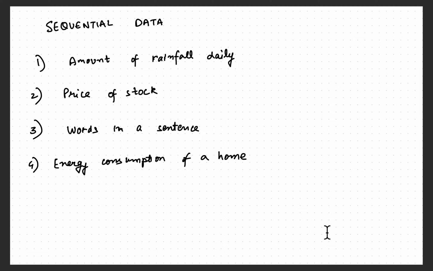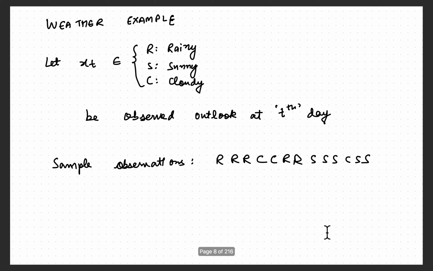So let's try to understand what distinguishes sequential data from regular data. Let's take a concrete example of the weather. We'll say that there are only three kinds of outlooks: a day could be rainy, sunny, or cloudy. We denote the observed outlook at the t-th day by x_t, and we could thus come up with an observation sequence which looks something like the following. The first 3 days are rainy, the next two are cloudy, the next two are rainy, and so forth.